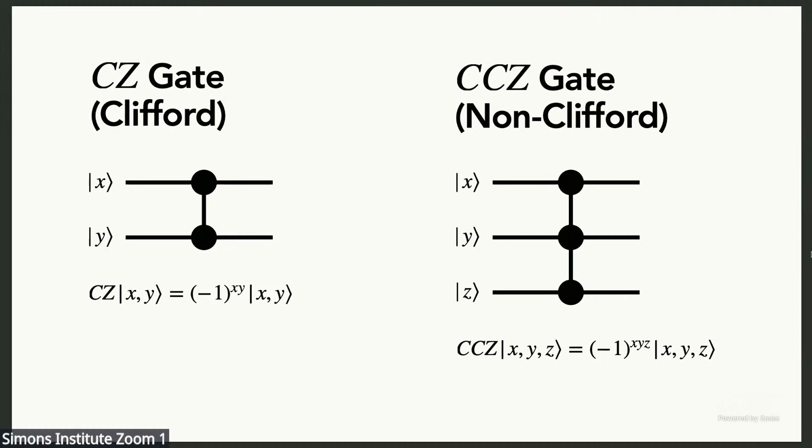And CCZ is a non-Clifford gate. It does the same thing but to 3 qubits. It flips the phase if all 3 are 1. If any of them are 0, it does nothing.